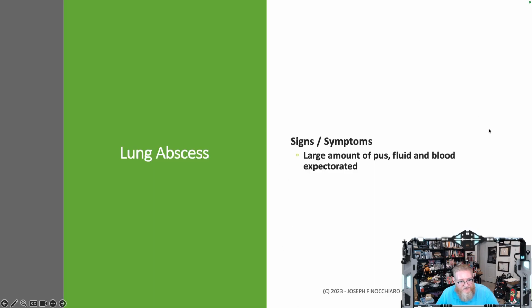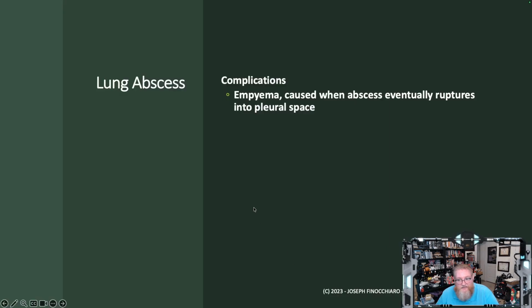Signs and symptoms of lung abscesses: large amounts of pus, fluid, and blood are expectorated. In other words, you are spitting up, coughing up large amounts of pus, fluid, and blood. Sounds delightful. Complications of lung abscesses include empyema, which is caused when the abscess eventually ruptures into the pleural space.